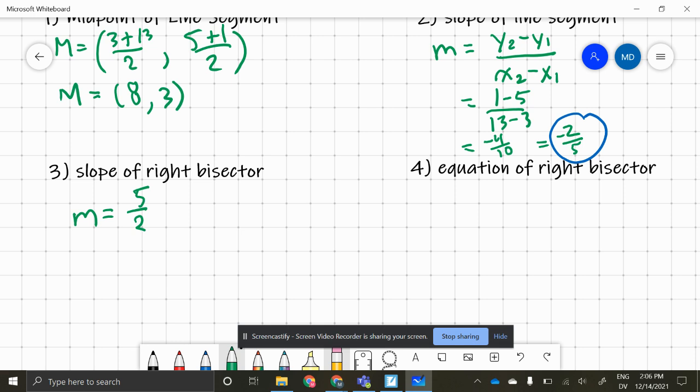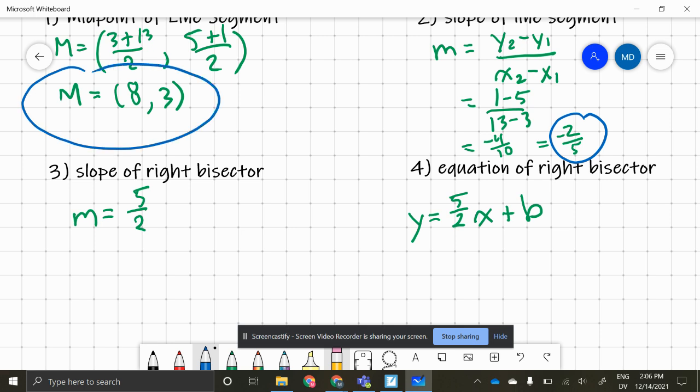And now we take this and we put it all together. We come up with the equation. Now the equation of our line in slope y-intercept form is y equals the slope, so 5 over 2x, plus the y-intercept. And we don't know the y-intercept, so we just put a b there for it. And the way we're going to find out this unknown b here is we sub in a point that we know is on this line. And our point that we know is on the line is this midpoint here. It has an x of 8 and a y of 3. So we're going to take that and sub those values in.